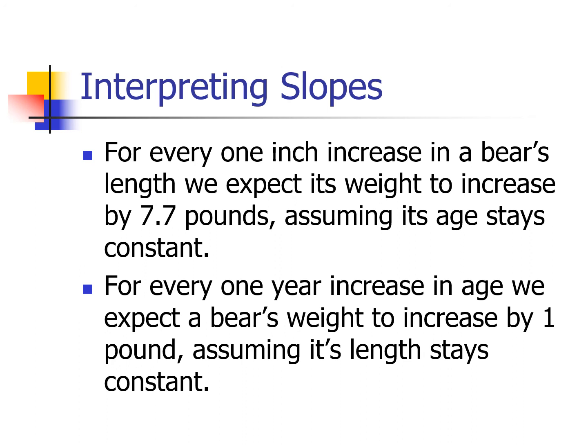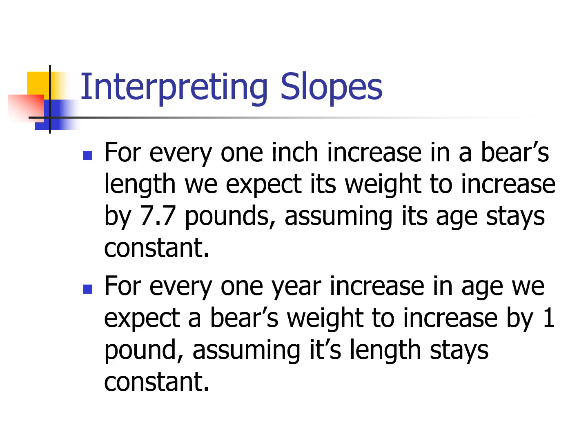So interpreting the length, we would say for every 1 inch increase in a bear's length, we expect its weight to increase by 7.7 pounds, all other variables held constant. So in this case, assuming its age stays constant, which is maybe a more realistic thing, if you had two different bears that were the same age, and one of them was an inch longer than the other, we would expect it to also weigh, right, 7.7 pounds more.